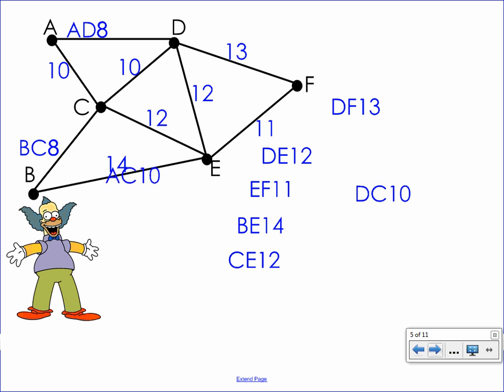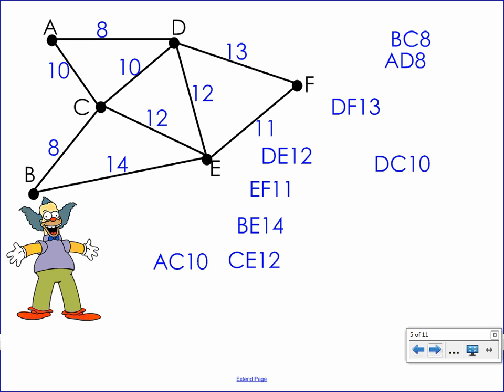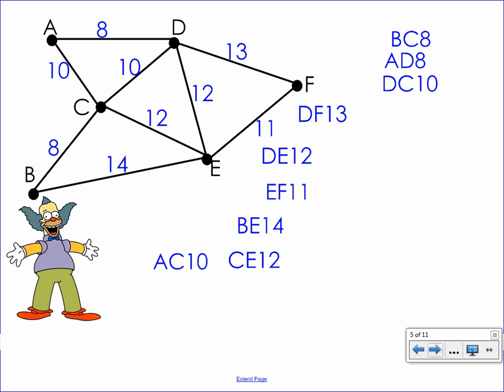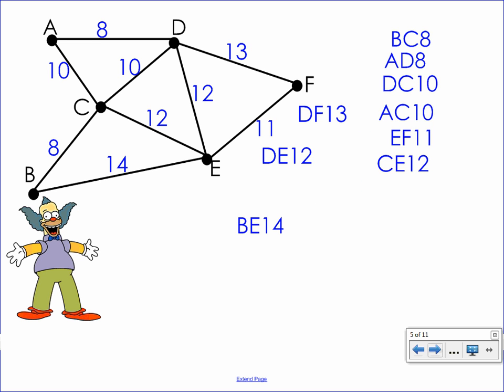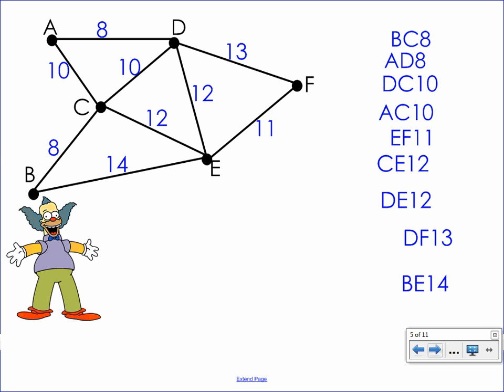Can you make a list, starting with the cheapest, the one with the least weight, at the top. So I think 8, and also we have another 8. It doesn't matter which way around. We have a 10, and another 10. 11, 12. Now we're going to add these in until we've got a spanning tree, and it will be a minimum spanning tree because we've chosen the minimum we possibly can.